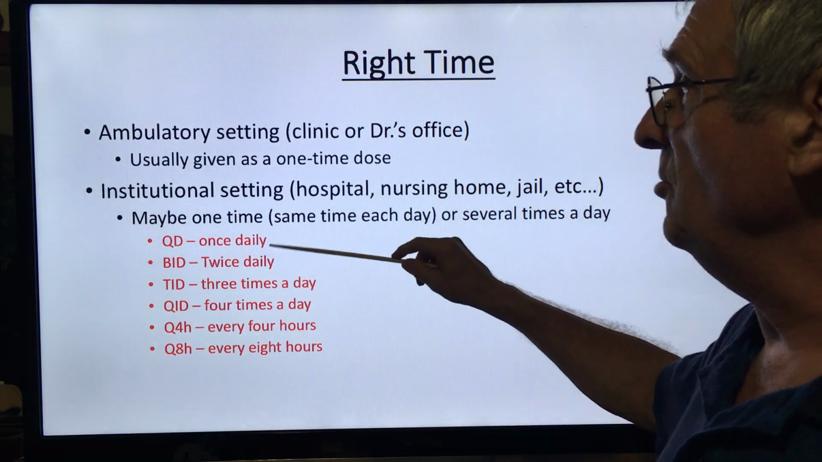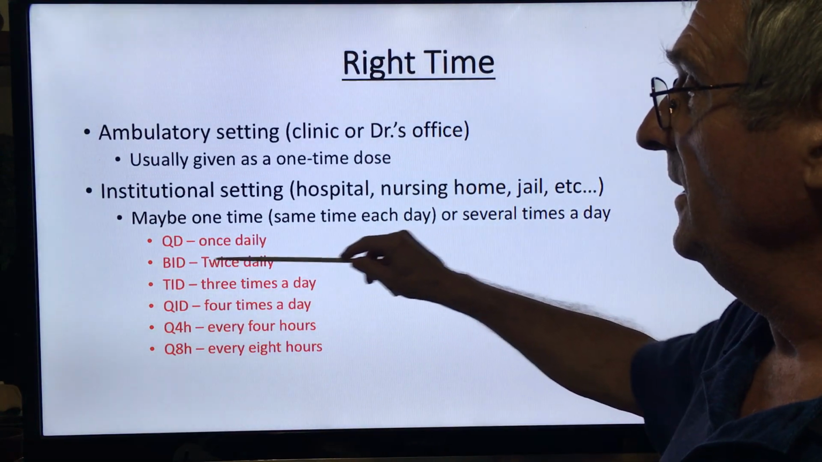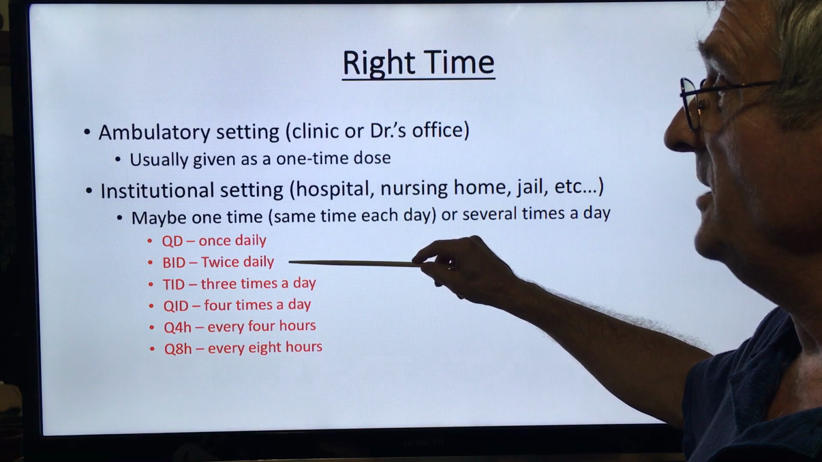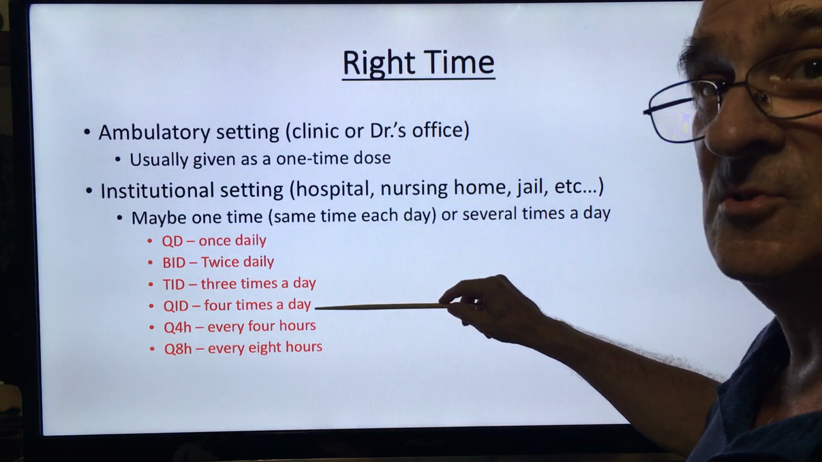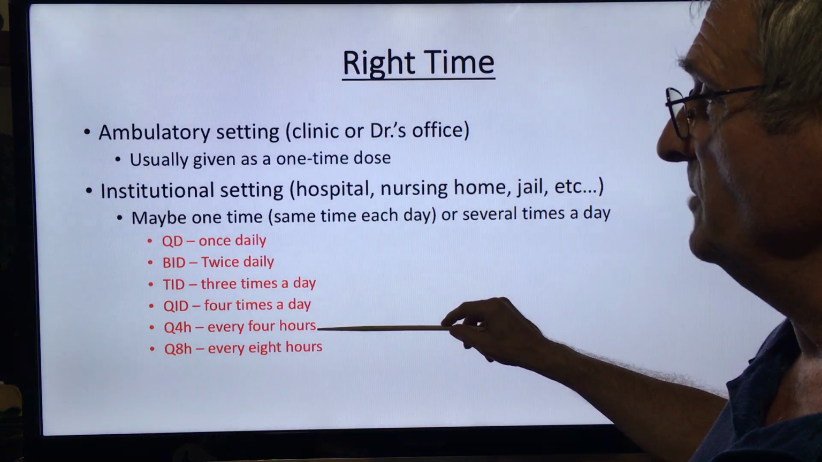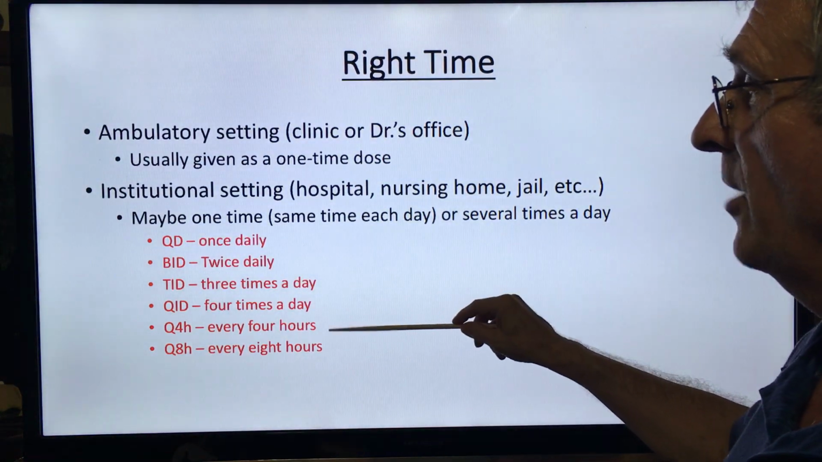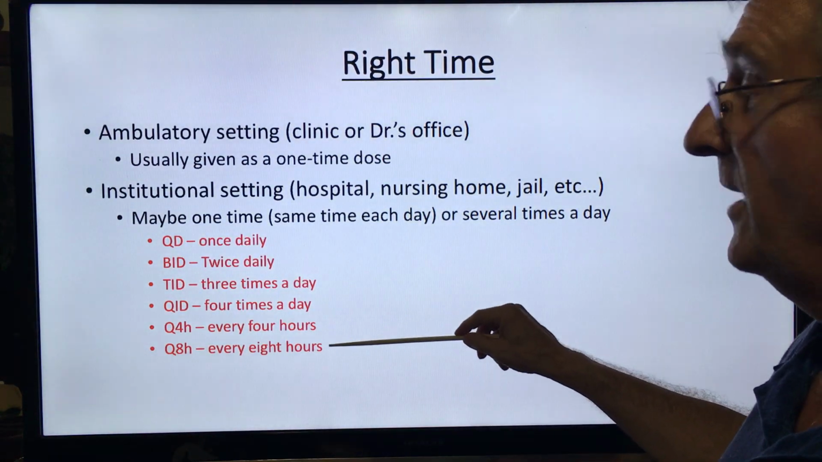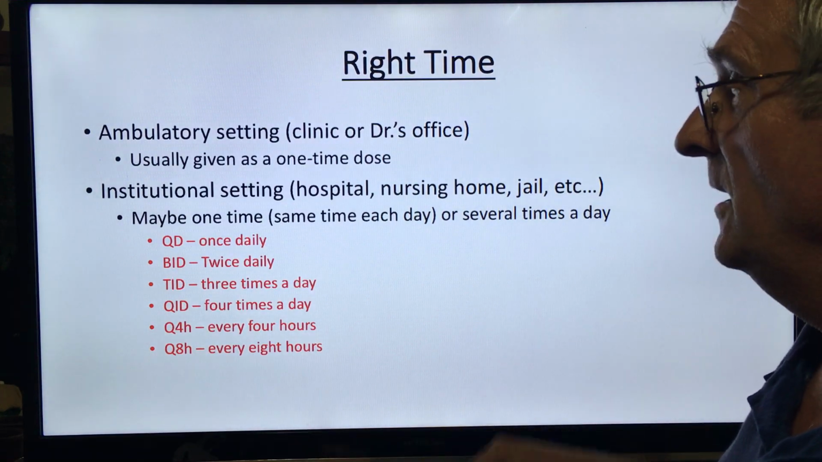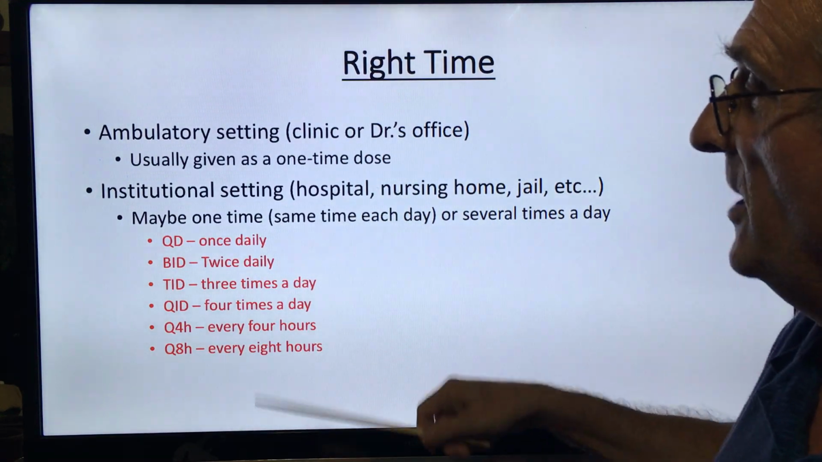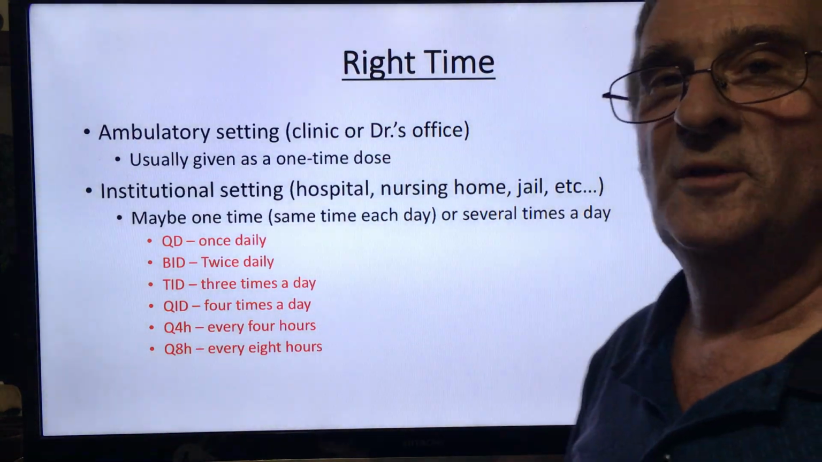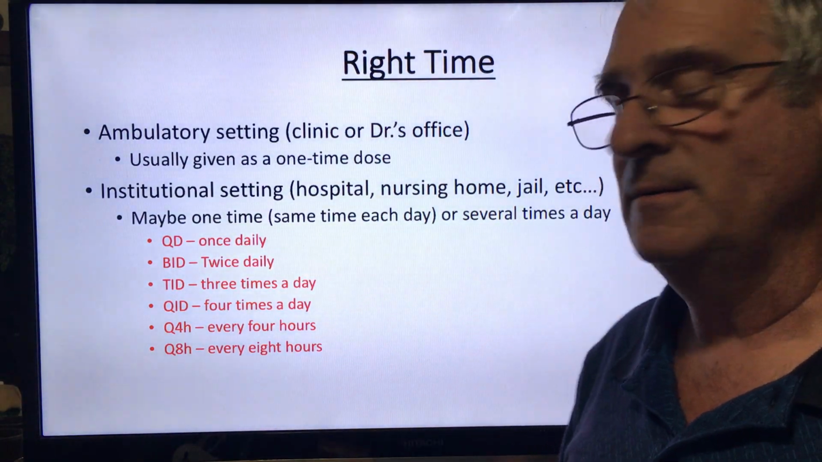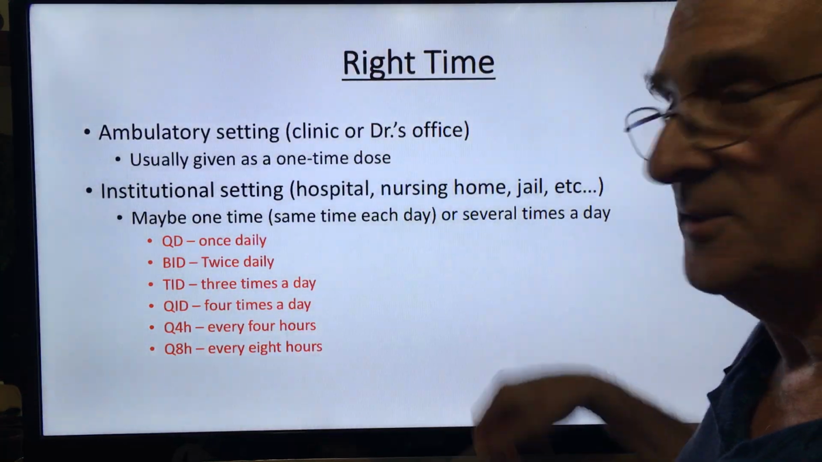Here are some of these abbreviations, and you notice they're in red, so you need to know them. QD means once daily. BID, bis and die, means twice daily. TID, 3 times. QID, 4 times. Q4 hours means every 4 hours, or Q4H means every 4 hours. Q8H means every 8 hours. Okay? So if I were instructing a patient and their prescription said give 1 tab BID, that would mean I'd give 1 tablet twice a day.